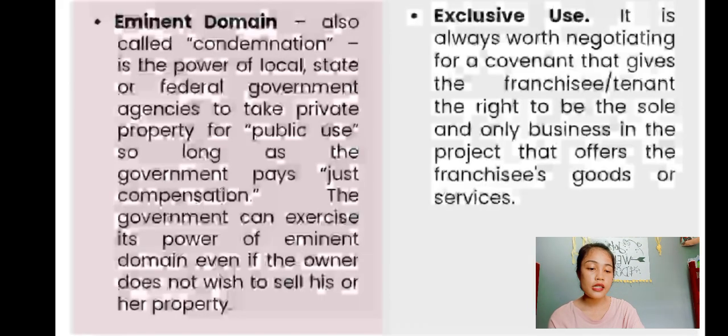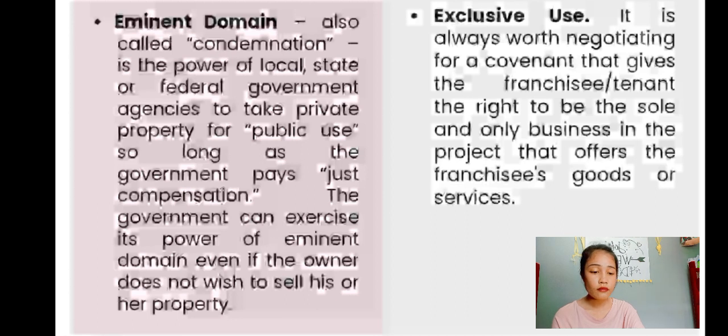Next is eminent domain. So eminent domain, also called condemnations. So eminent domain refers to the process by which the government may seize private property. Pwede kwaon sa gobyerno imong private property with proper compensations but without the owner consent.